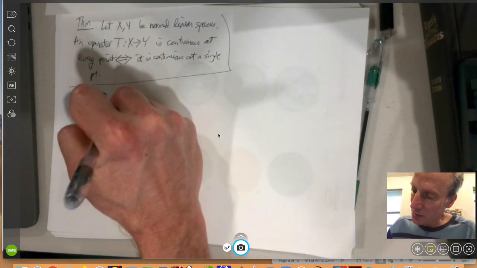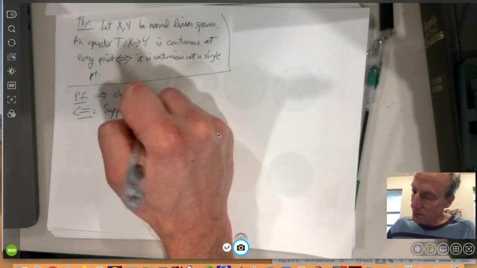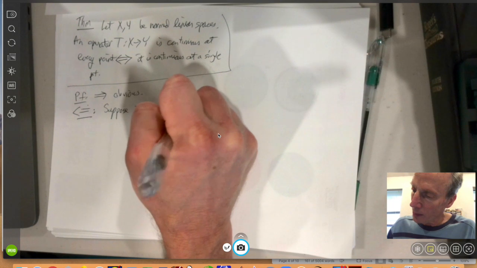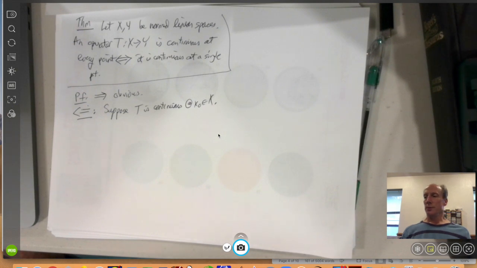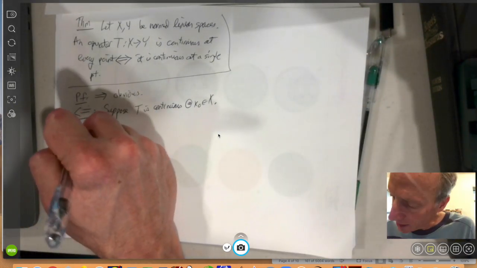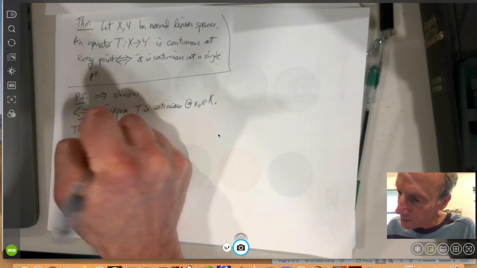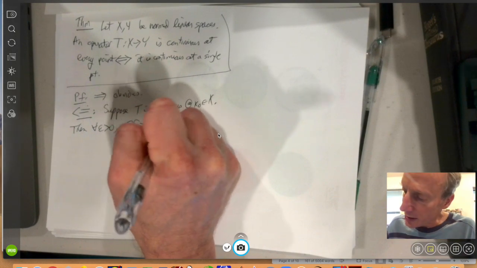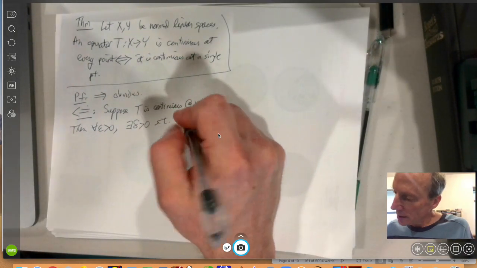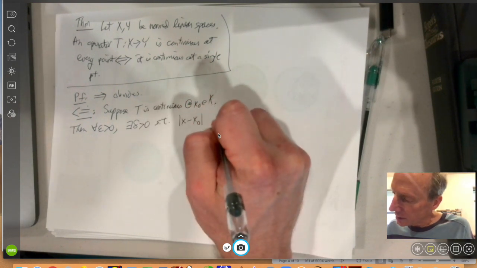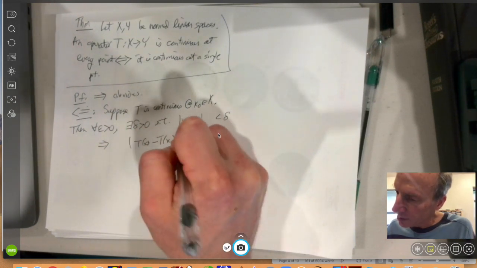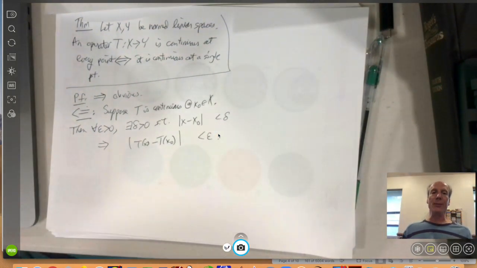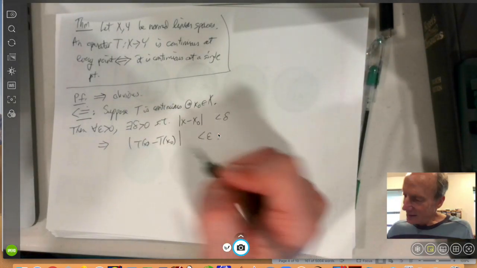So suppose T is continuous at x naught and x. So let's see. Yes, that means for all epsilon greater than 0, there exists a delta greater than 0 such that the absolute value of x minus x naught is less than delta implies that the absolute value of T of x minus T of x naught is less than epsilon. Okay, I made a boo-boo on purpose. What did I do wrong? That's right, then these have to be norms.